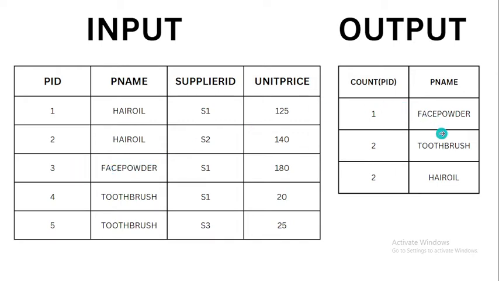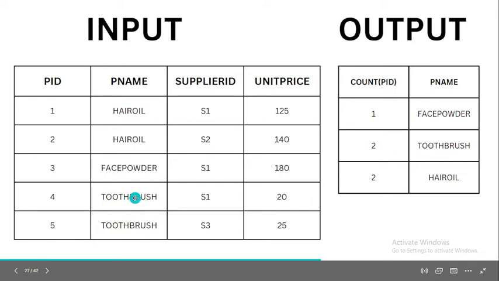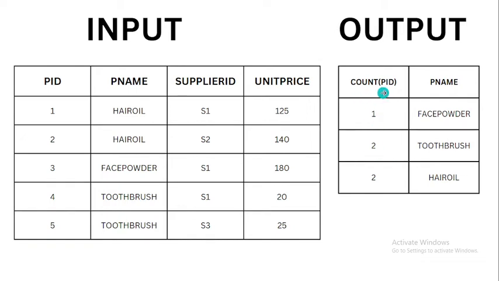Now come to the toothbrush. If you look at the input table, there are two entries related to toothbrush: one is for this toothbrush and another is for this toothbrush. So these two row values are countable. This is 1, this is 2, that is the reason we get 2 as the count of PID for the product name toothbrush. Similarly, hair oil also appears 2 times as a product name. One is for this count and another is for this count, so the total is 1 plus 1, again 2. That is the reason the count of PID will be 2.